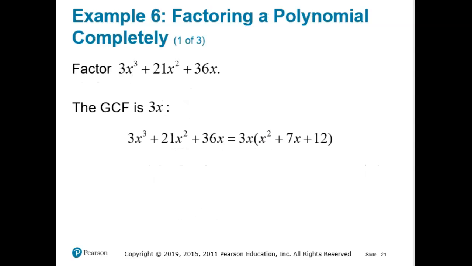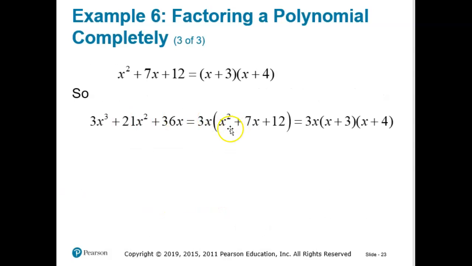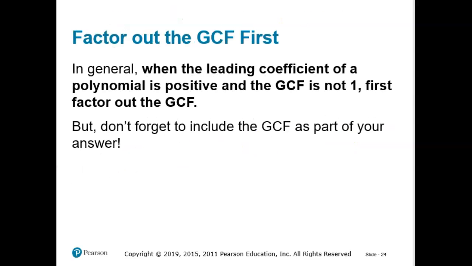Now, factoring a polynomial completely, ask yourself, what can I take out of each of these? You can take out a 3x. 3x is one of the factors. Now you have x squared plus 7x plus 12. You're going to ask yourself, what two numbers multiply together to give you 12 and add together to give you 7? And when you do that, you can see that 3 and 4 meet the criteria for the multiplication and the addition. So now we can take the 3x that we already factored out and change this to x plus 3, x plus 4. Now it is fully factored.